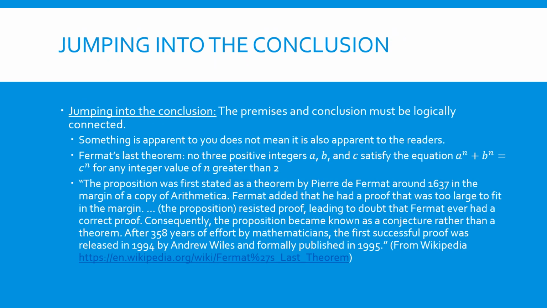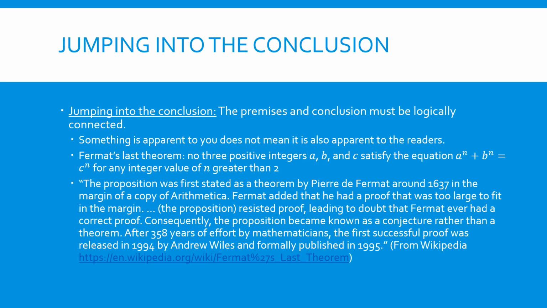The eighth error is jumping into the conclusion. When constructing a proof, the premises and the argument form must be logically connected. In this case, the reader can follow the train of thought and reach the conclusion. Note that something is clear to you does not necessarily mean it is also clear to your audience. If you skip some details of the proof by assuming it is easy and simple, you may leave a lot of confusion to your audience.